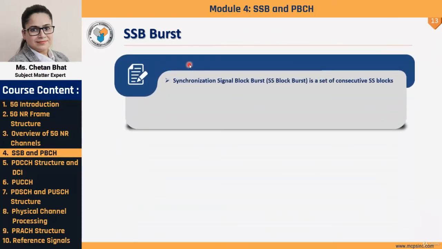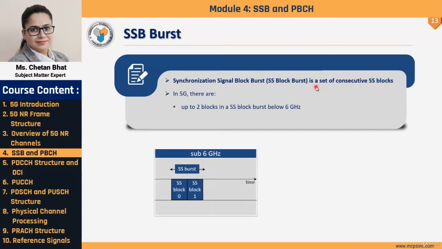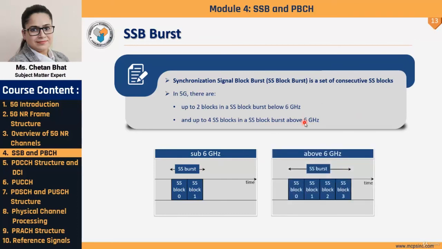So an SSB burst is nothing but a set of consecutive SS blocks. In 5G we have two SS blocks in one SS burst for frequencies less than 6 gigahertz. If you are talking about frequencies greater than 6 gigahertz, then we have a combination of four SS blocks, 0, 1, 2, 3, in a single burst.